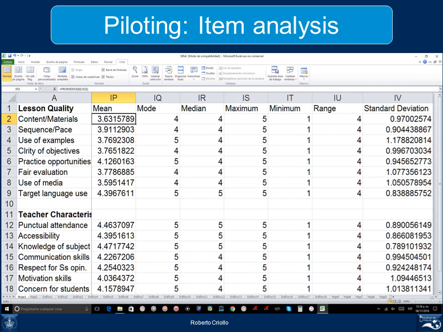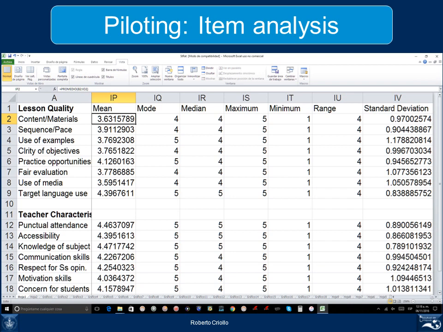But there are some aspects in which the teacher's performance could be improved, and those could be basically, as far as lesson quality is concerned, the use of media. If you see, the mean is 3.5, and 3, as you remember, is in the middle. That is neither good nor bad. That means that the teachers could improve the use of media, and also the content and materials. So basically here what we're seeing is that the students are not very satisfied with the content and the materials that are used in class. And then also we have clarity of objectives and use of examples. Those are some of the lowest aspects.